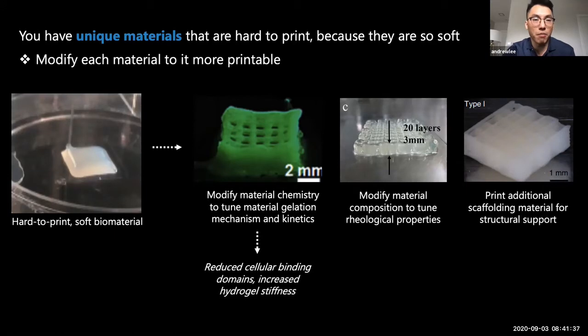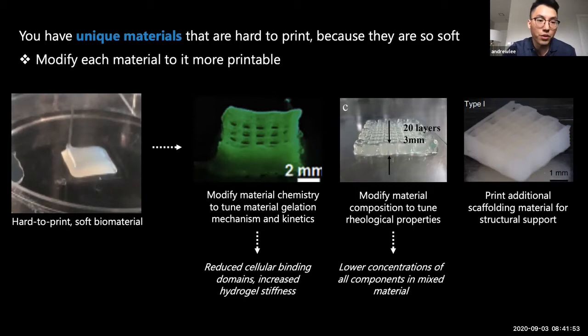of the applications. There are some drawbacks. For example, for the first one, you sometimes end up with reduced cellular binding domains and increased or decreased hydrogel stiffness depending on how you're chemically modifying your material. When you're tuning the composition, a lot of times you're lowering the concentrations of the components. And sometimes you need to address the presence of these stiff structural elements as supports. You need to think about how you remove them. Will they impact the tissue function?